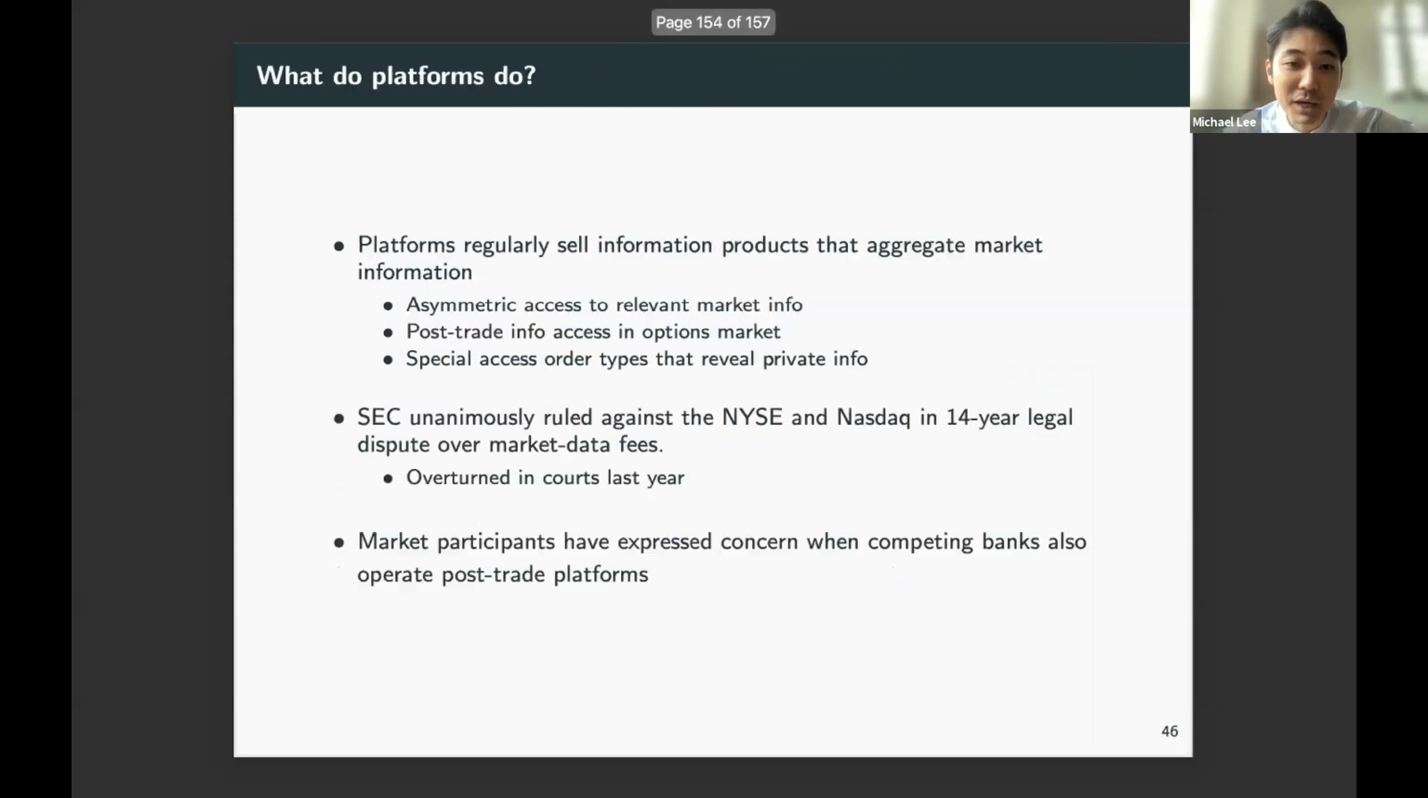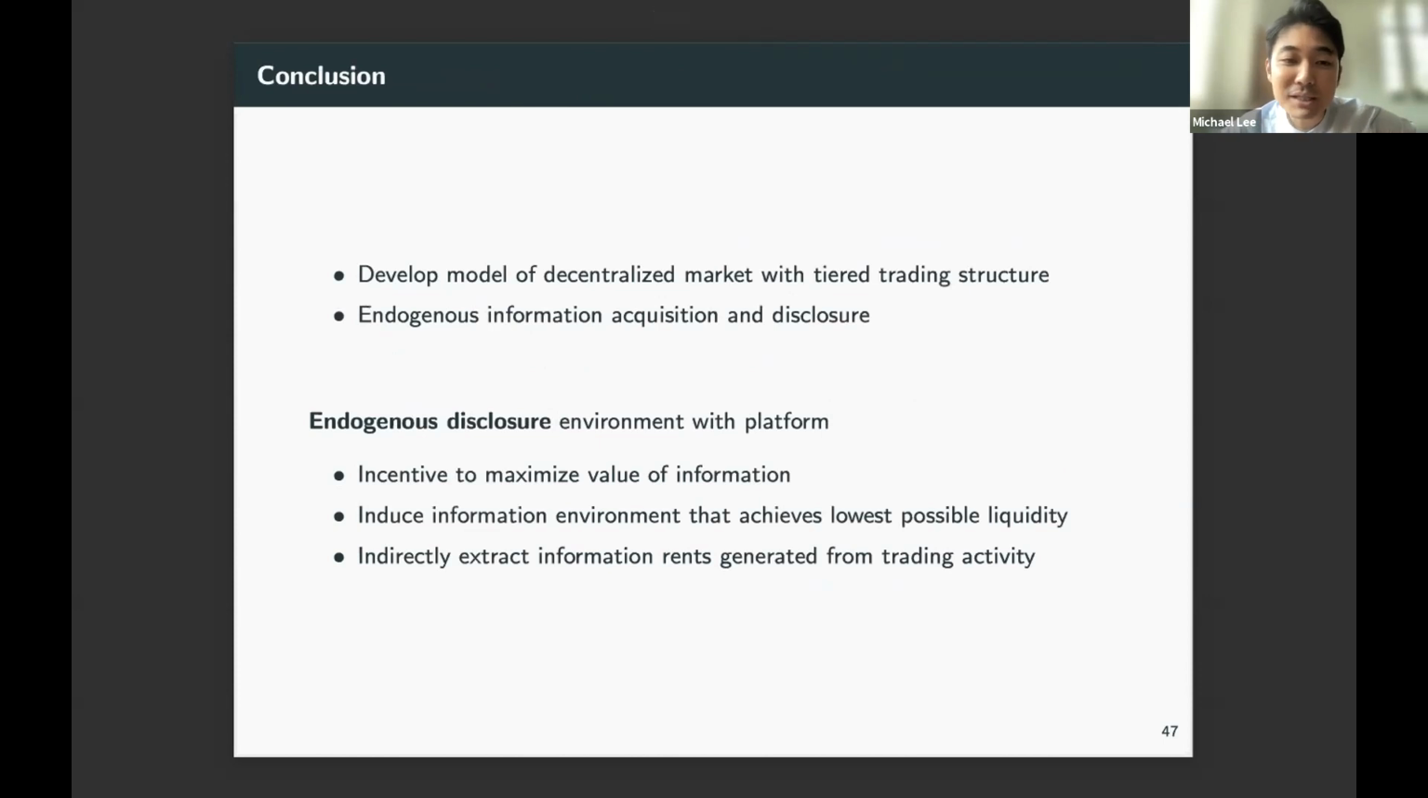All right, so I'm out of time. The main takeaway here is that when we consider a world where information is endogenously determined by a strategic platform that controls post-trade data, they have this incentive to maximize the value of information and induce an information environment that achieves the lowest possible liquidity. In particular, they're able to indirectly extract all the information rents generated from trading activity.